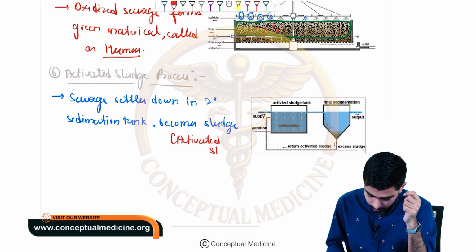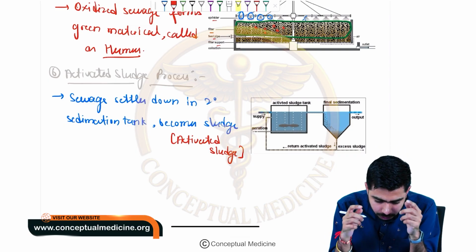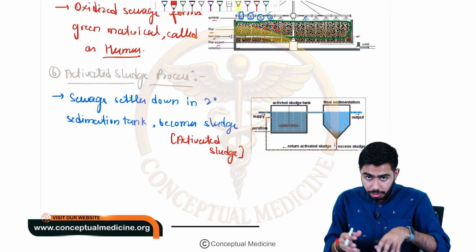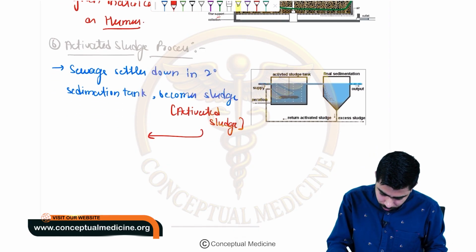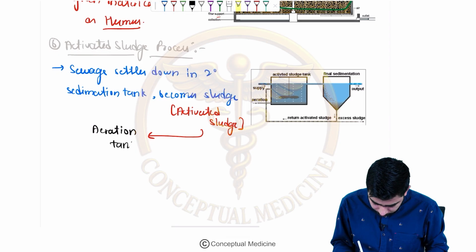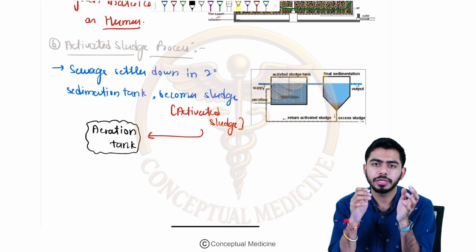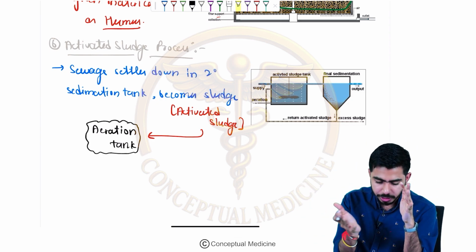This activated sludge will be taken back into the aeration tank. Once it is taken back into the aeration tank, from the aeration tank it can go into the primary, then from the primary it can come back into the secondary.